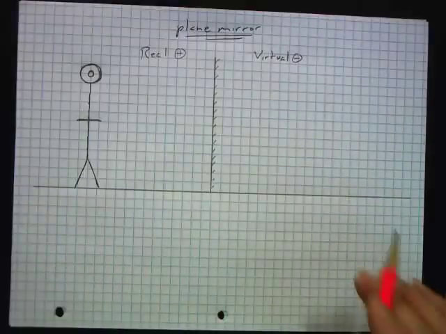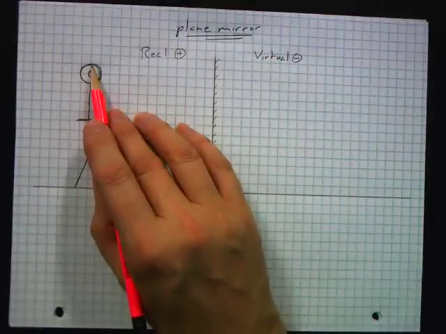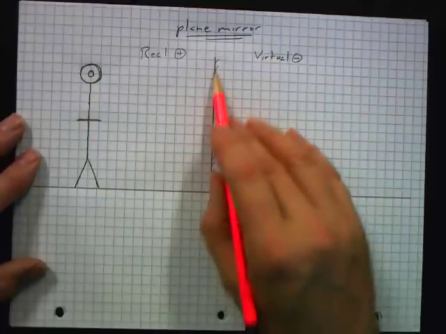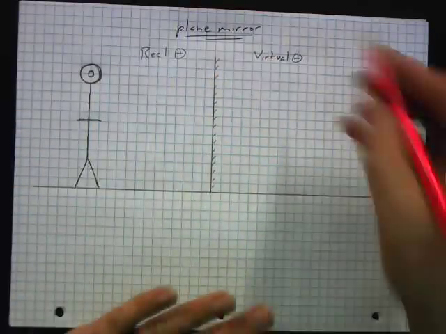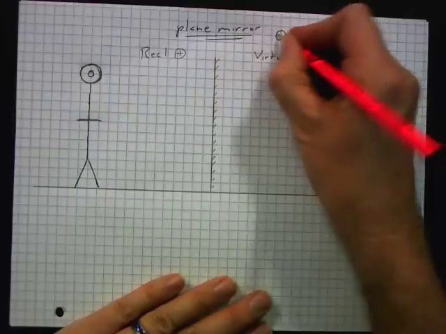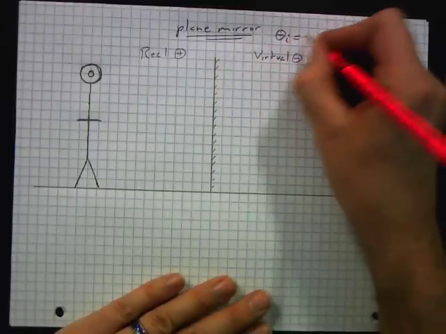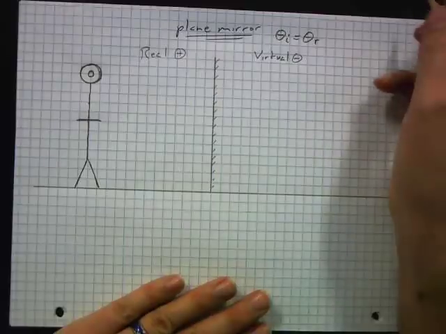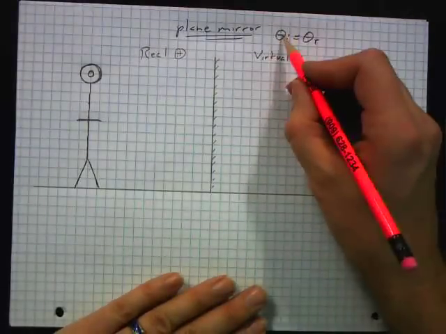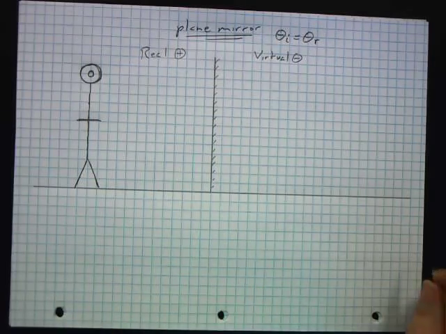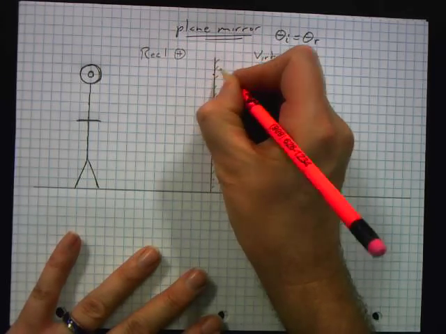Now, if he wanted to look at his forehead, he would have to look halfway up from here, because the one thing that we already know about mirrors is that the angle of incidence, the angle of an incoming ray, is equal to the angle of reflection, the angle of an outgoing ray. Please do not confuse my minus sign here with a theta. So if he wanted to look at his forehead, he would have to look halfway from here to here.